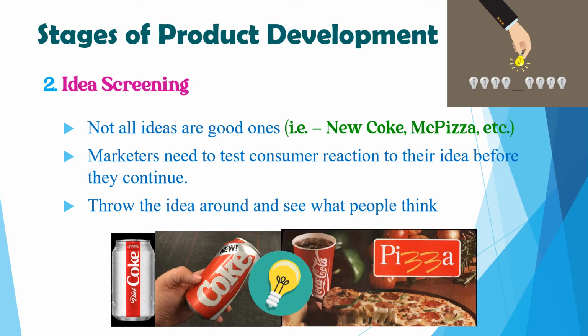So the second stage is about screening the idea. The very simple fact is that not all ideas are good ones. Case in point, the New Coke. Research that if you want to find out more about that. Or the McPizza. And then the other one is Heinz. They decided that at one point they wanted to make their ketchup green and blue and other colors. Right? Not great ideas. So therefore, marketers need to test consumers' reactions to their idea before they continue.